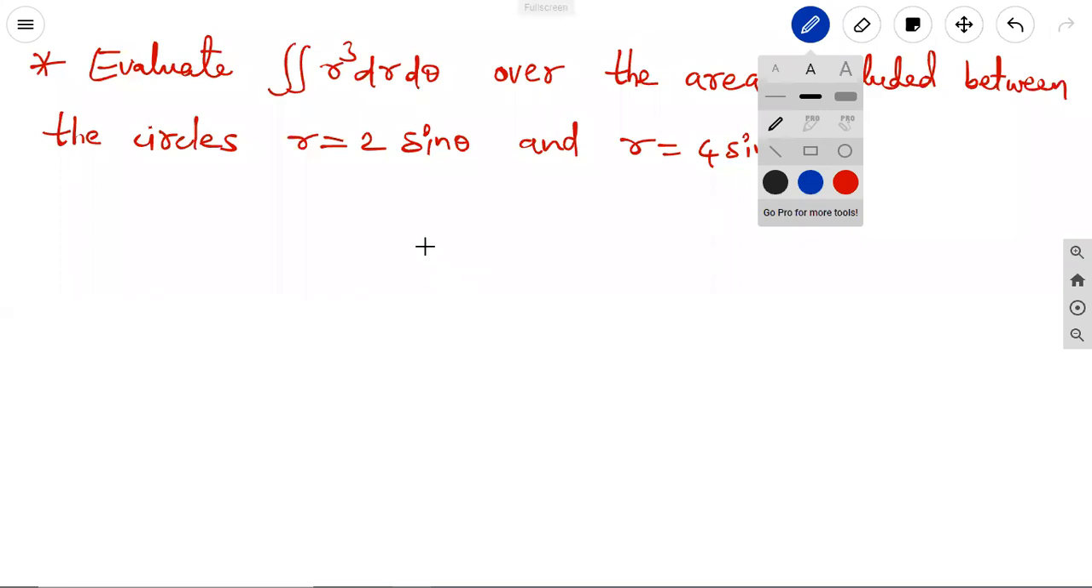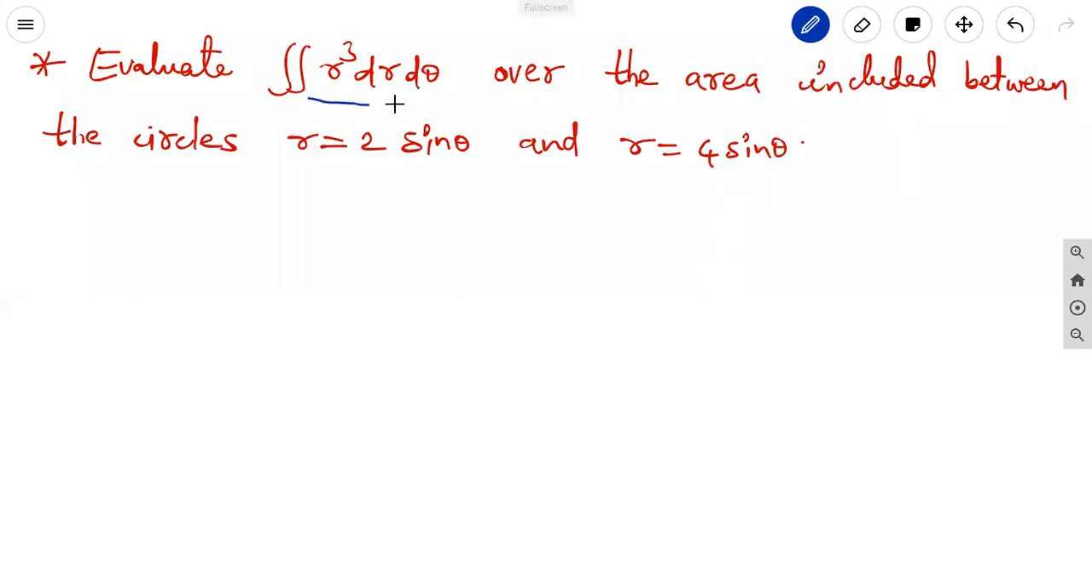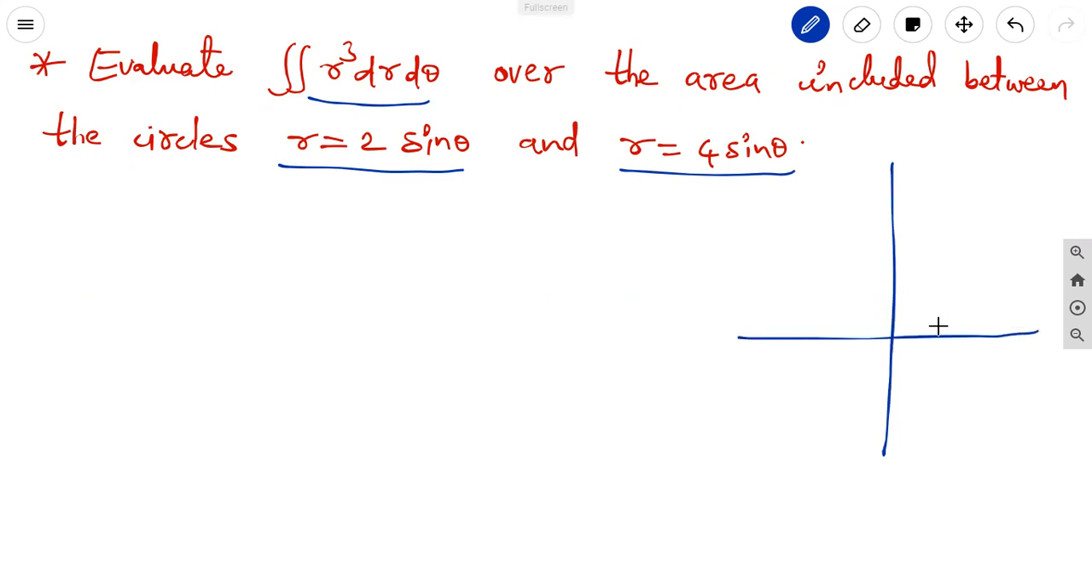Next problem. Evaluate the double integral of r cube dr d theta over the area included between the circles r = 2 sin theta and r = 4 sin theta. Sin theta means we know that sin(pi/2) is 1, sin 0 is 0, and sin pi is also 0.